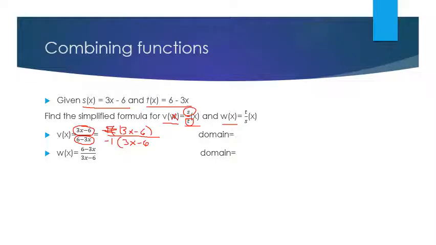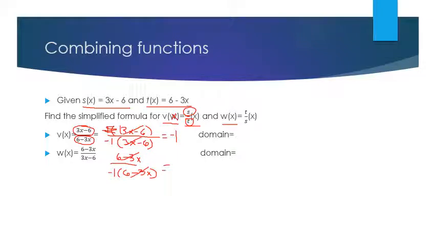So now I can see that the 3x minus 6 cancels out, and I am left with just 1 over -1, which is -1. And I could do the exact same thing down here. This is 6 minus 3x. And if I change the bottom to be -1 times 3x minus 6, which is positive 6 minus 3x, then they would cancel out as well, and I would be left with -1.